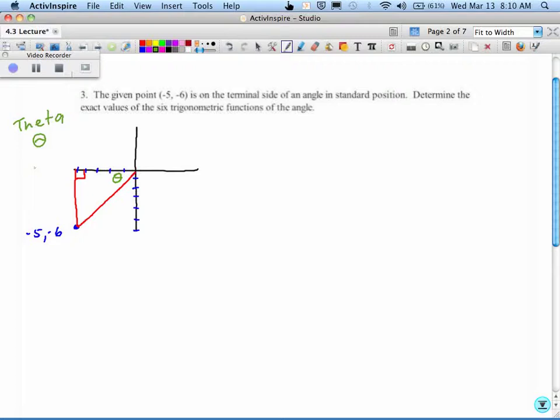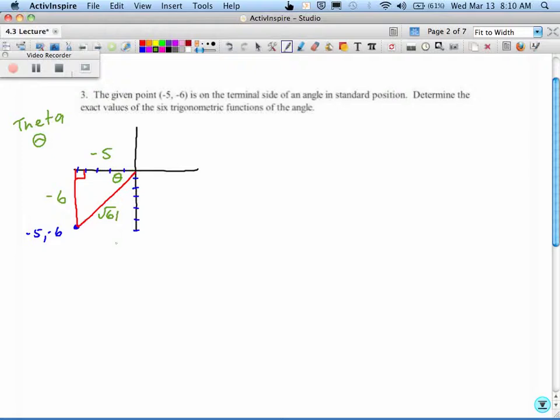Yes, your terminal side in all of these really is your hypotenuse. So if I label this triangle, I went 5 to the left, I went down 6. So there's your sides of the triangle. What's your hypotenuse? You square the two legs and add them up. So 36 plus 25 is 61, square root of 61. So that's my hypotenuse.